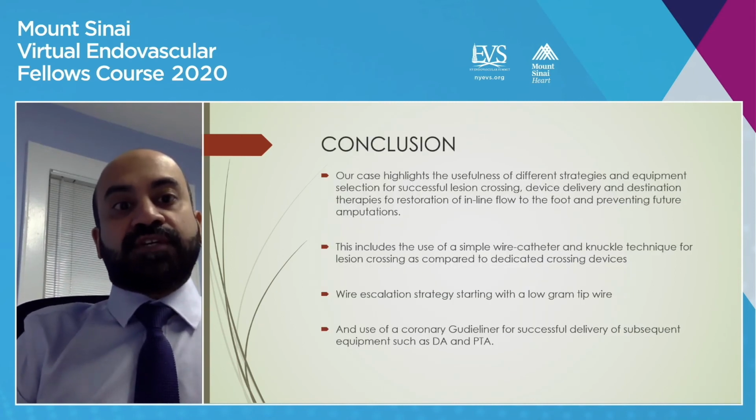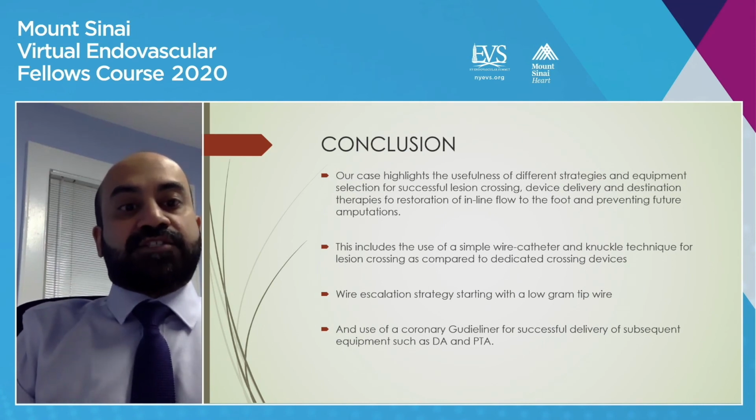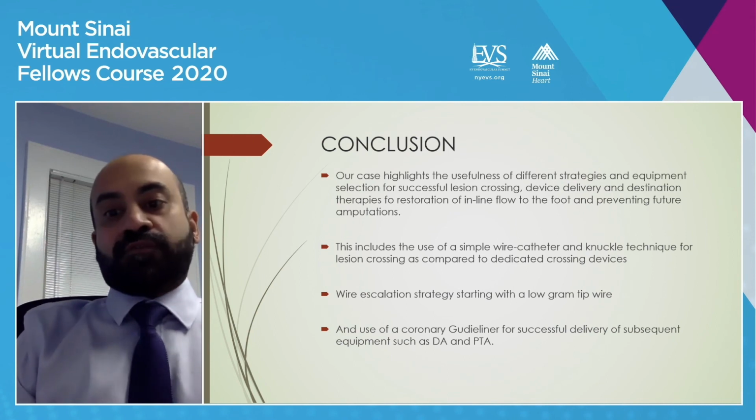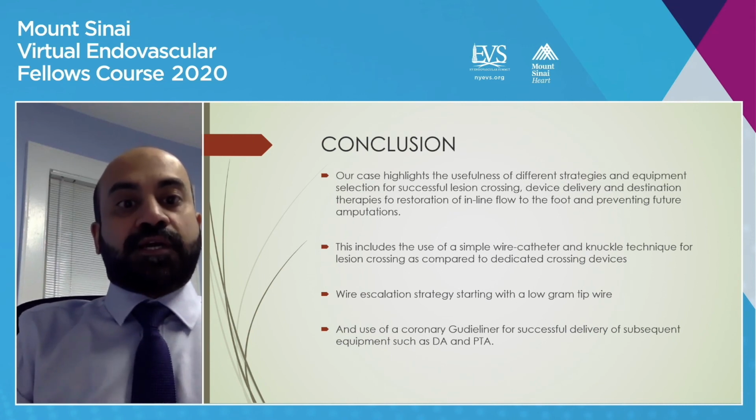So in conclusion, our case highlights the usefulness of different strategies and equipment selection for successful lesion crossing, device delivery, and destination therapies for restoration of inline flow to the foot in patients presenting with critical limb ischemia. This includes use of a simple wire catheter technique, wire escalation strategies, and use of, in this case, for example, coronary guide liner for successful delivery of equipment such as directional atherectomy into the posterior tibial artery.